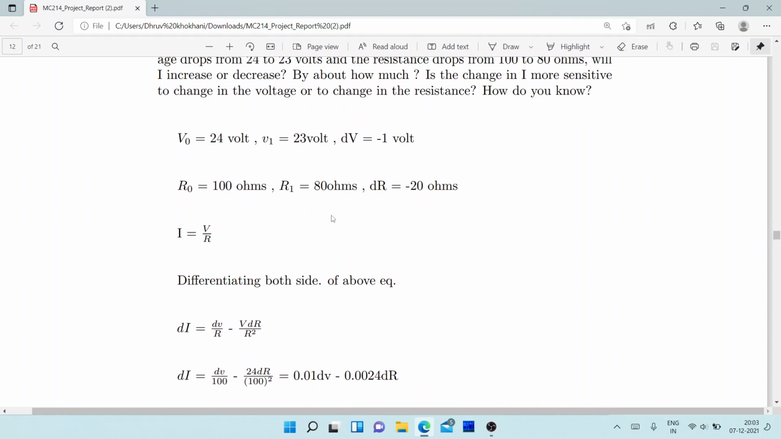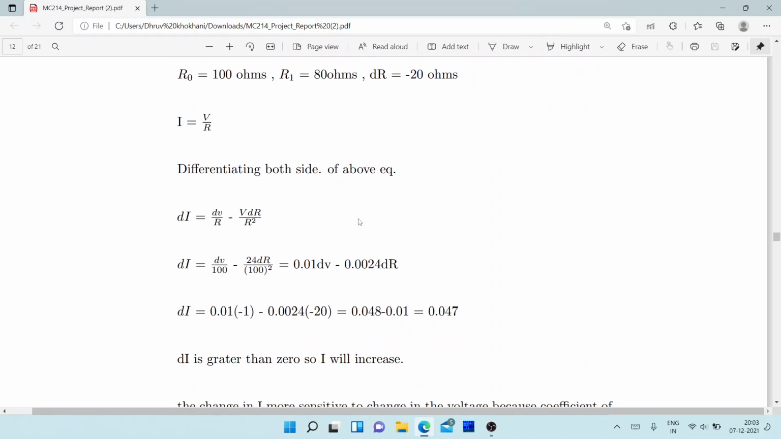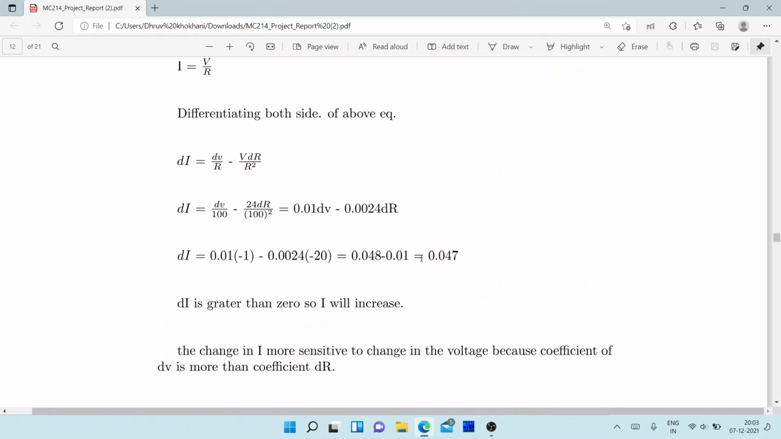Then we put the values of dv and dr. So dv is -1 volt and dr is -20 ohms. So we get di is 0.047. So we get di greater than 0. It means I will increase.